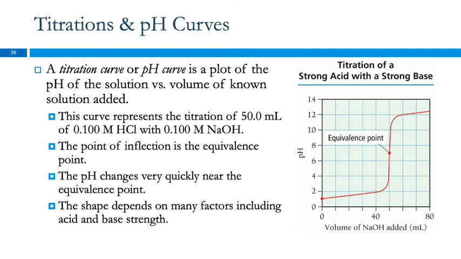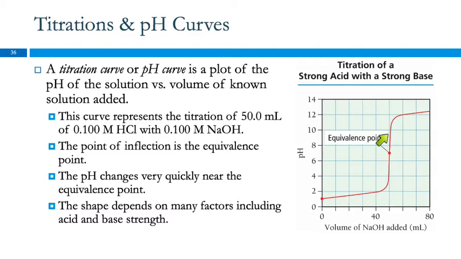So we can graph the pH of a solution versus the volume of titrant, the known solution that's added. This is called a titration curve or a pH curve. This pH curve here represents titrating 50 milliliters of 0.1 molar hydrochloric acid with 0.1 molar sodium hydroxide. And we see this very typical curve here, and there's an inflection point in the middle, and that is the equivalence point.